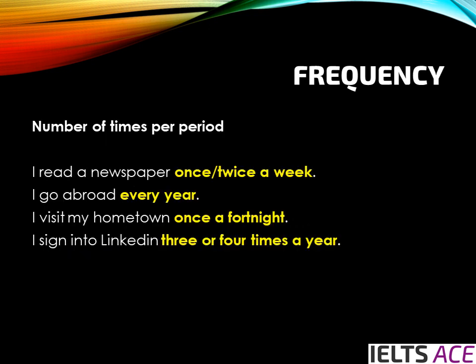So the first alternative phrase we're going to look at is in the format of number of times per period. So for example, I read a newspaper once or twice a week. I go abroad every year, or we could say I go abroad once a year. I visit my hometown once a fortnight. If you're not familiar with the word fortnight, it means 2 weeks or 14 days. I sign into LinkedIn 3 or 4 times a year.